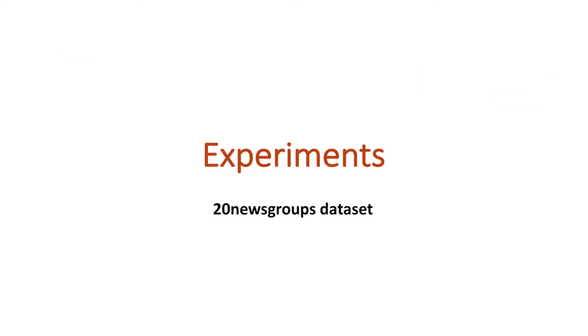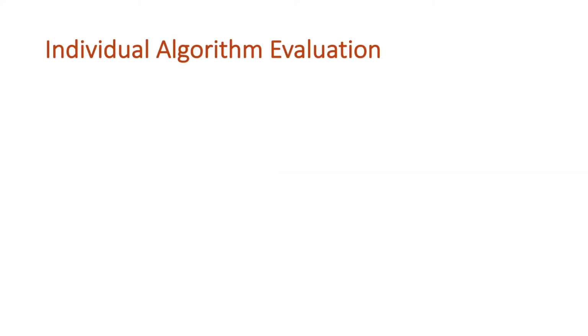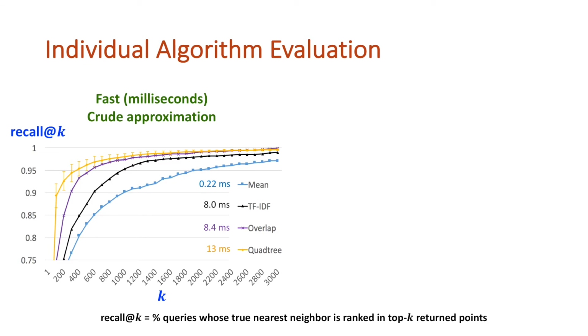So let's see some experiments. We use the 20 newsgroups dataset, which is a standard benchmark dataset for text documents. So first, let's evaluate each algorithm individually. On this plot, you see the recall at k accuracy, which is the fraction of queries for which the true nearest neighbor is ranked in the top k neighbors by the algorithm for increasing values of k.